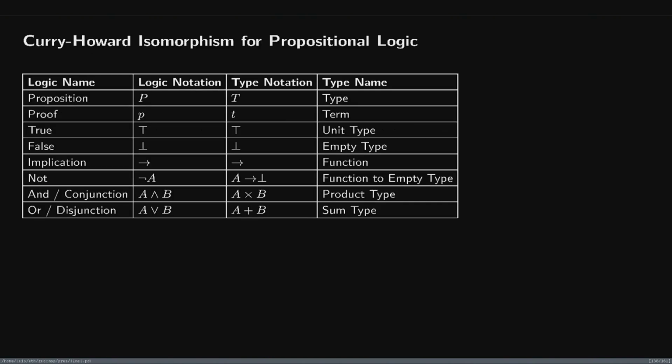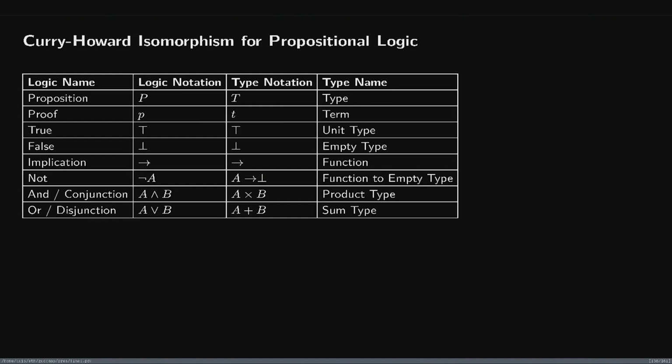And this now was the full Curry-Howard isomorphism for propositional logic. Propositions are types, proofs are terms. The logical constant true is the unit type, false is the empty type, implication is a function, not is a function to the empty type, and is the product type, and or is the sum type.